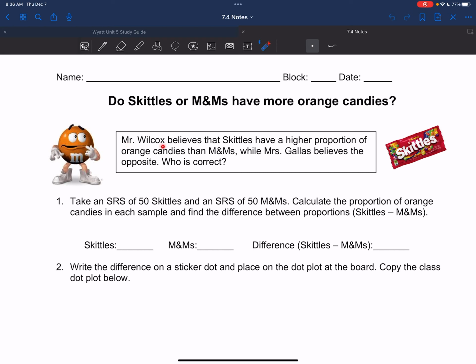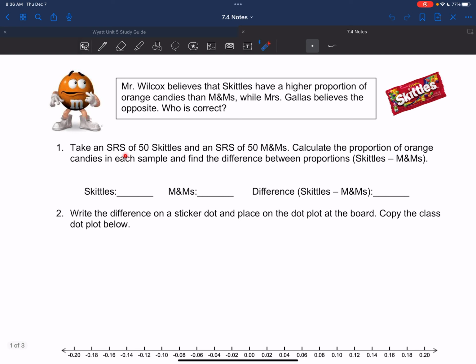So it says Mr. Wilcox believes that Skittles have a higher proportion of orange candies than M&Ms, while Mrs. Gallus believes the opposite. So who is correct? Now it says take a simple random sample of 50 Skittles and a simple random sample of 50 M&Ms. Calculate the proportion of orange candies in each sample and find the difference between the proportions, Skittles minus M&Ms. So let's say, for example, I've got 50 randomly chosen Skittles and 50 randomly chosen M&Ms.